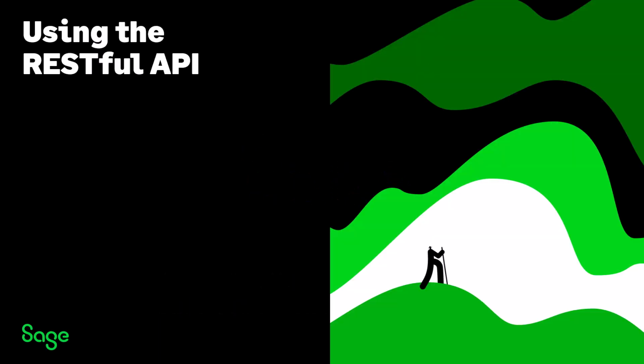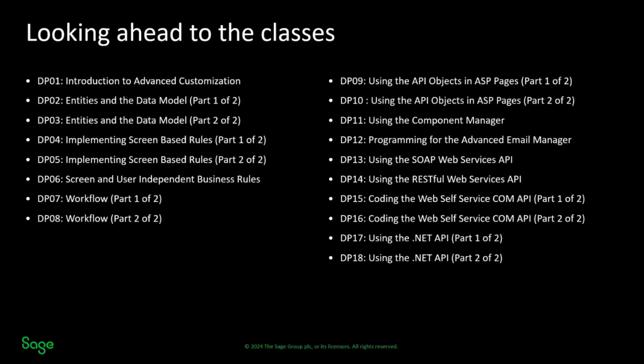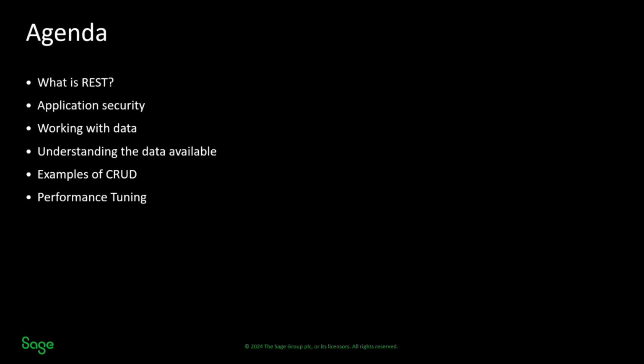We're looking at the RESTful API in today's lesson, and it's part of the series of 18 that make up the developer program. In today's lesson, we're going to be looking at the idea of the REST API. So we'll be looking at how that operates within the context of Sage CRM.